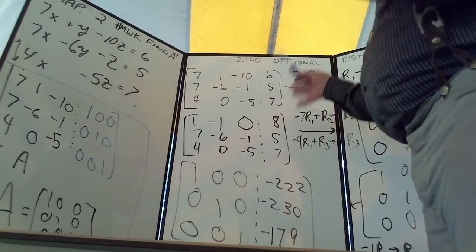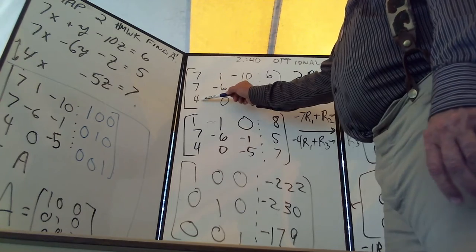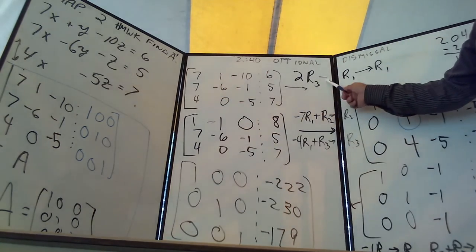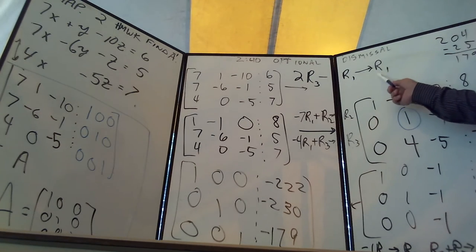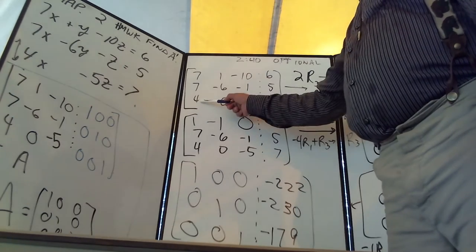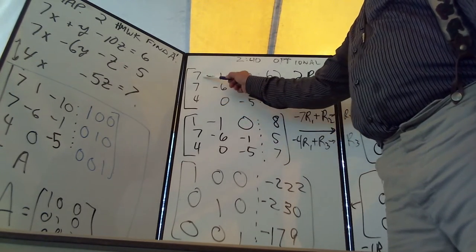So my idea was, let's do 2 times 4 is 8, minus 7 is 1. 2 times row 3 minus row 1 replaces row 1. So mentally, we did the following. 2 times row 1 minus, 2 times row 3 minus row 1.